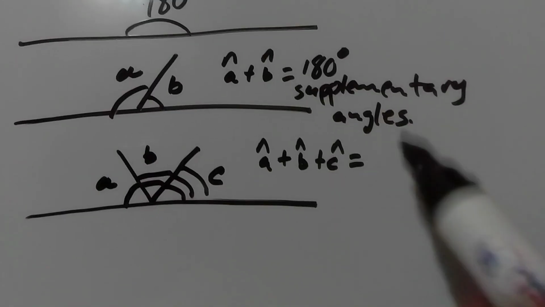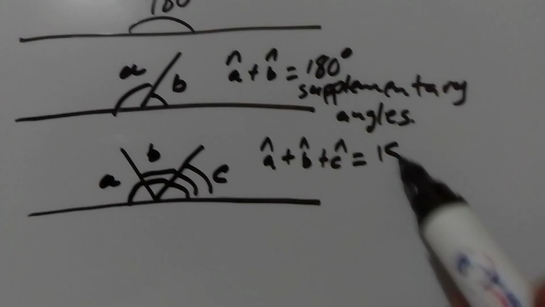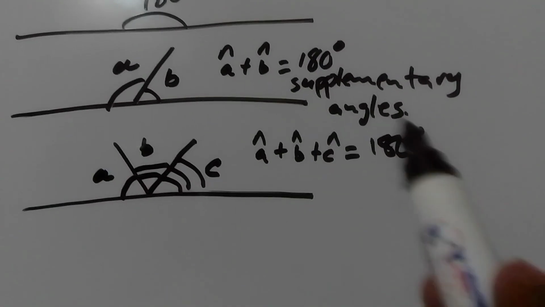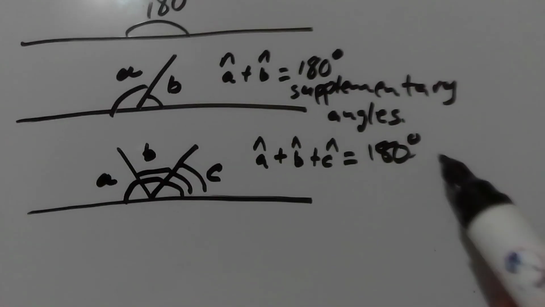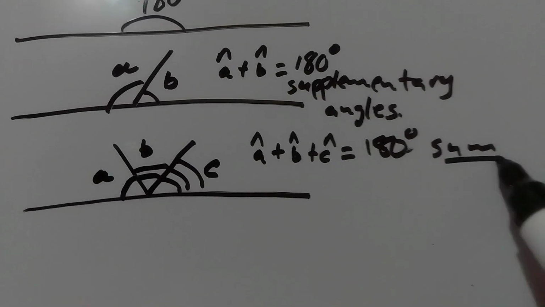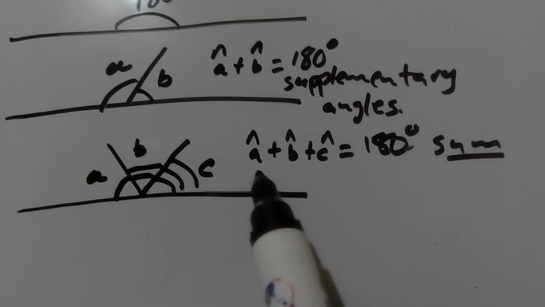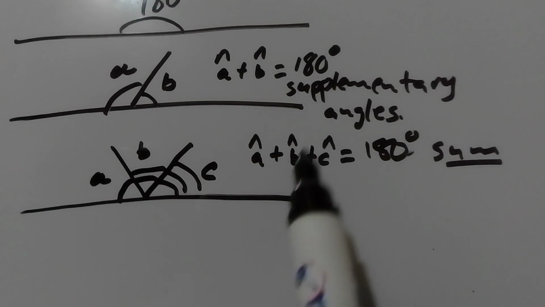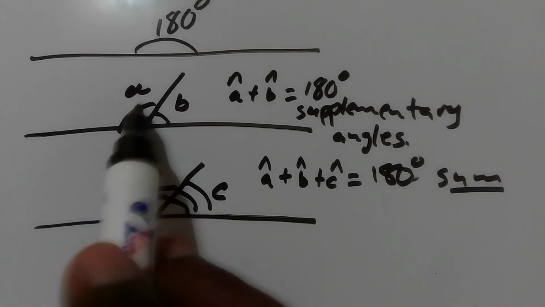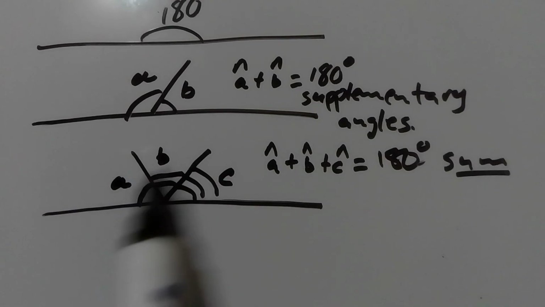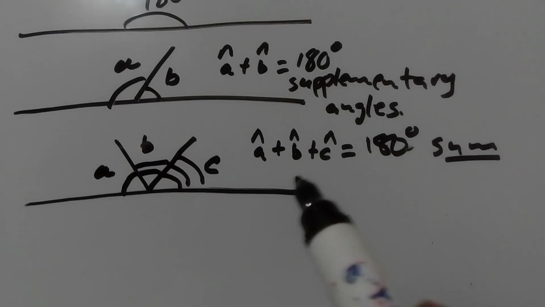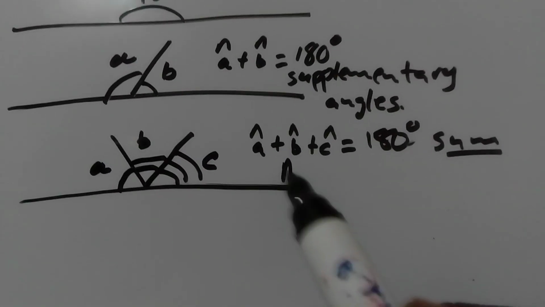Their sum is still the same. For those who do not know what sum means, it simply stands for what? The answer you get after adding. That's what is called a sum. S-U-M. Alright, so now these are no longer known as supplementary. Supplementary is when it has been divided into two. Now when you've got three or more, this is what is known as what? These angles are known as angles on a straight line.